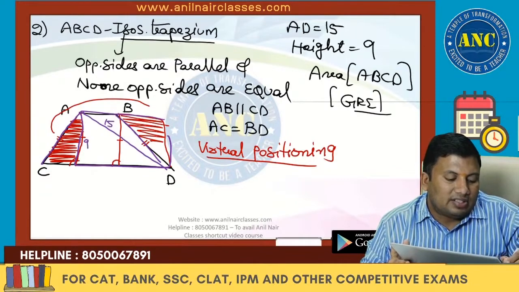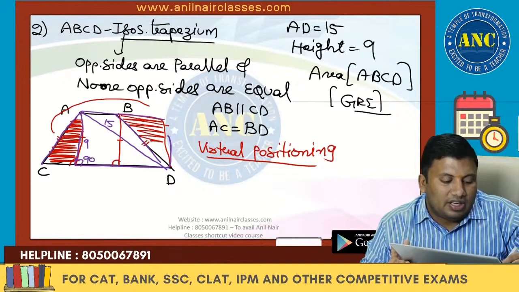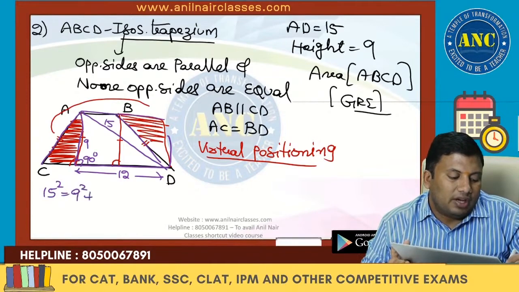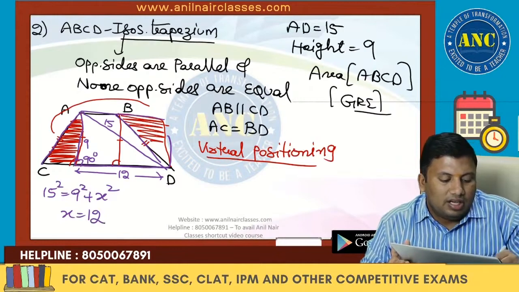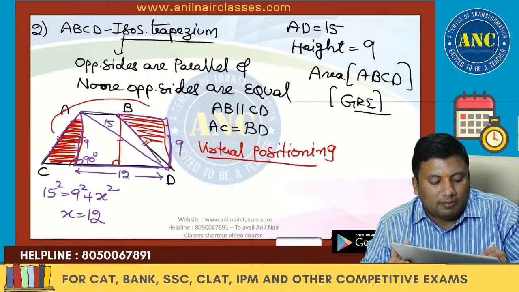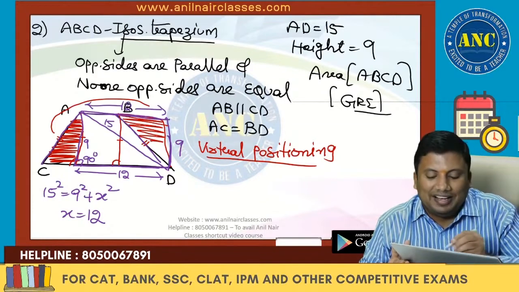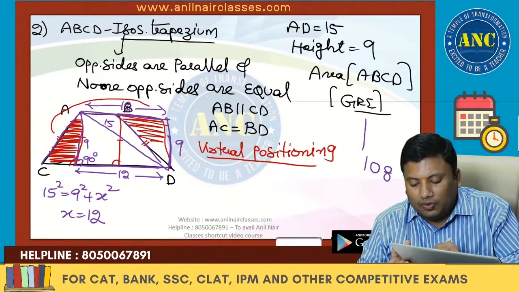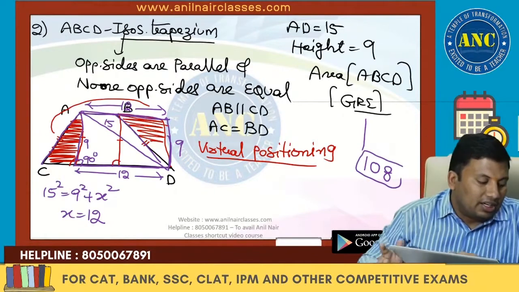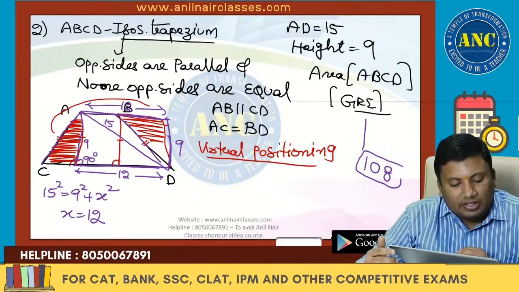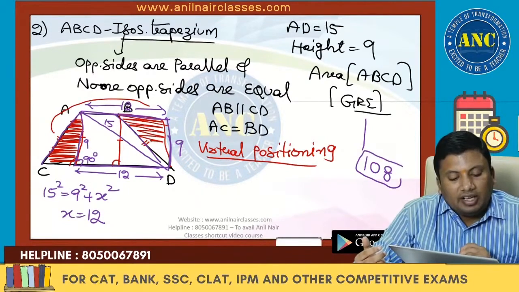Diagonal is given as 15. Height is given as 9. So if this is 90 degrees, this is 12. Why? Because of the Pythagorean triplet. 15 square is 9 square plus x square. X is 12. This is 9, this is 12. So the total area of the rectangle is 9 into 12, which is 108. 108 is the answer.